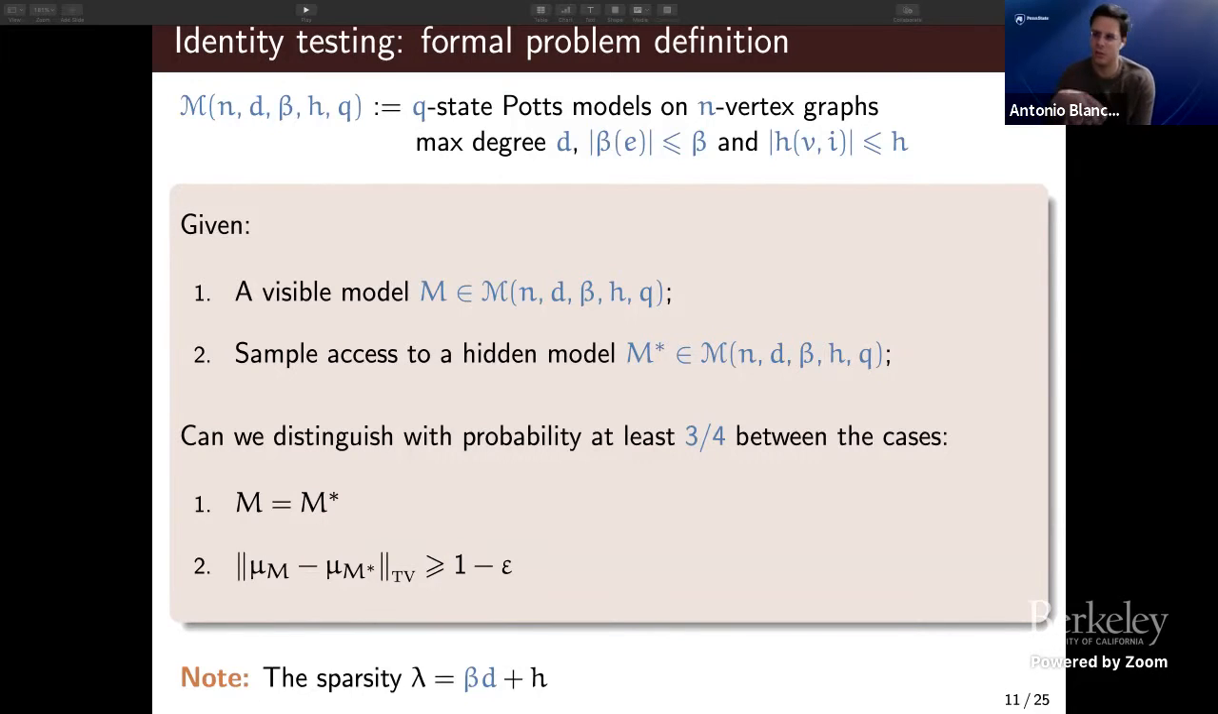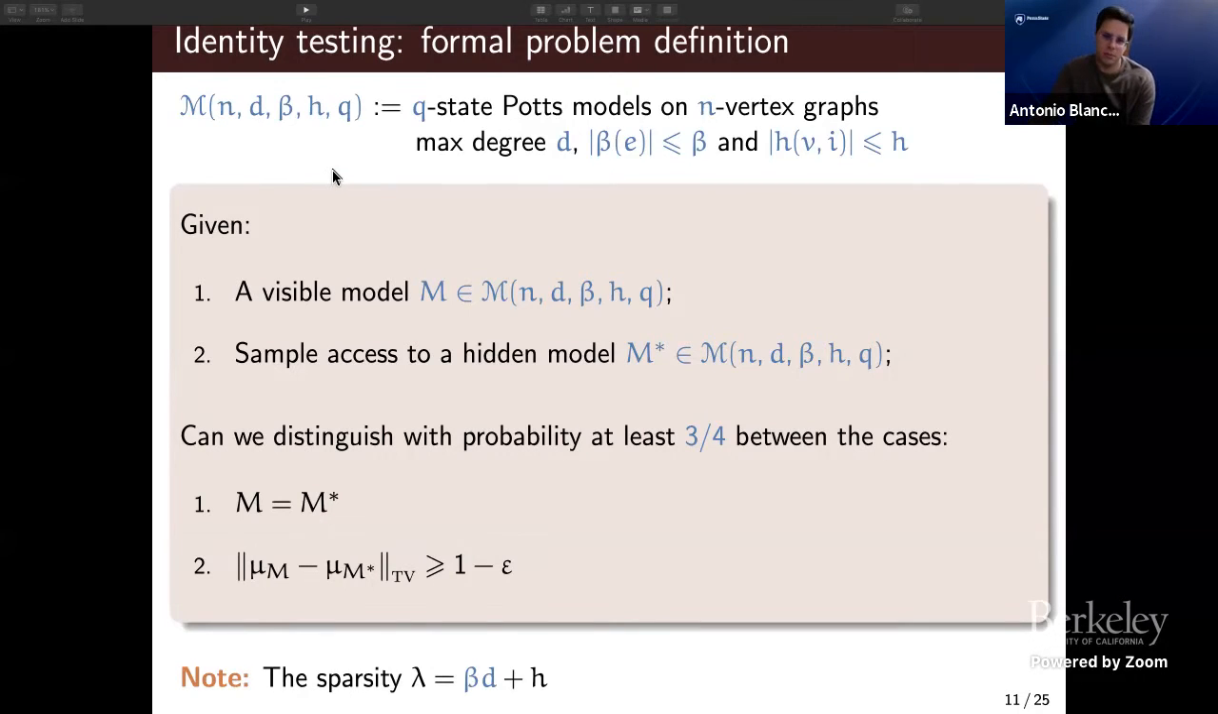And in general, we're going to be doing identity testing on a family of models. So for example, we can consider the class of Q-state Potts models on n-vertex graphs of bounded degree D, where the edge interactions are bounded by beta in absolute value, and the external field is also bounded in magnitude by H.